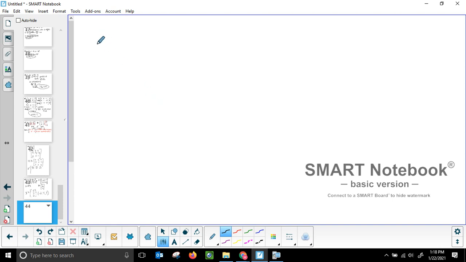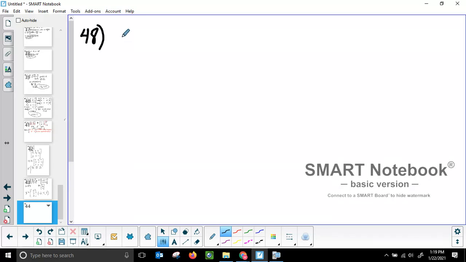Right, class, so we're going to do the final installment of the final exam review. We will pick up with number 48. 48 says to find the component form and magnitude of the vector v.